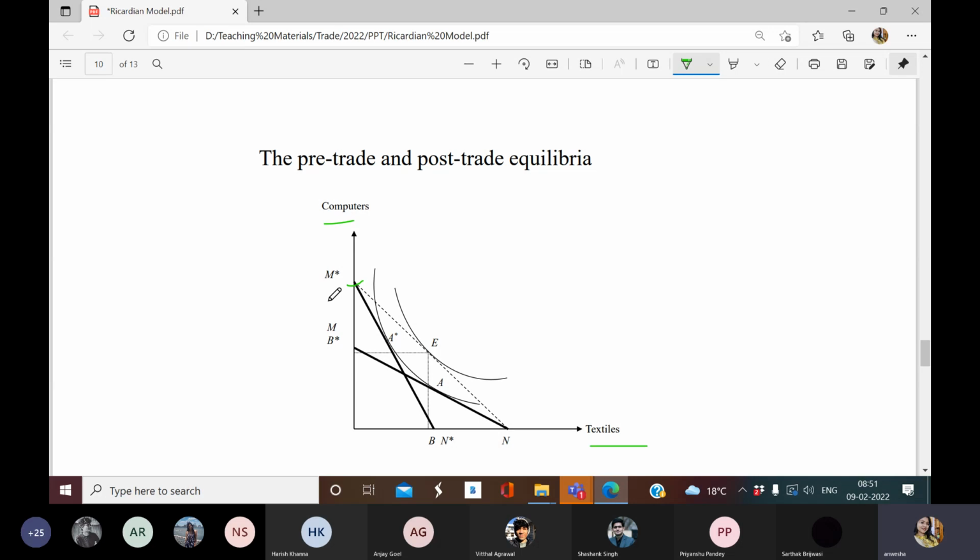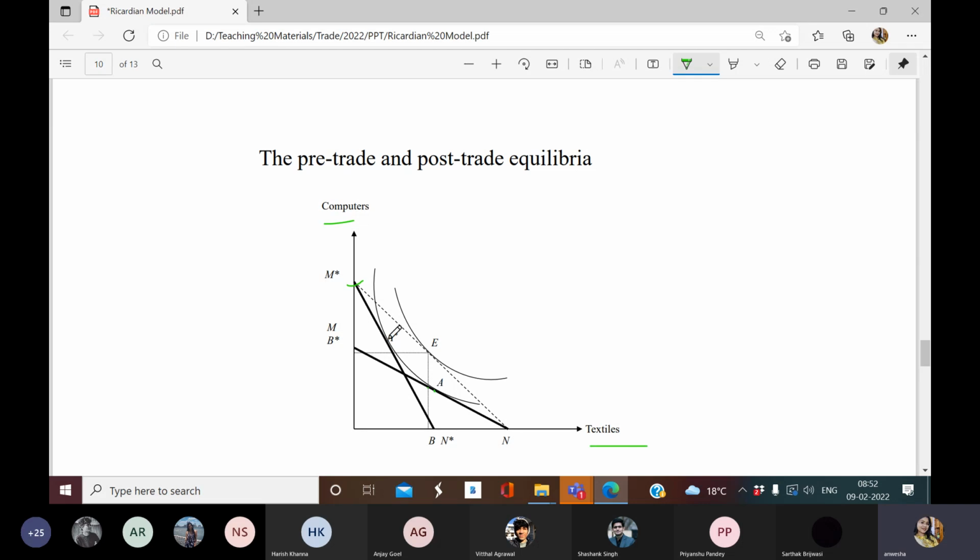And you also assume in the standard neoclassical framework that there is no difference in the demand side. That means the same set of CICs will represent both the foreign country's consumers' preference or taste, as well as the home country's consumers' taste or preference. So you have the same set of CICs. So this is your home country PPF MN and foreign country M star N star.